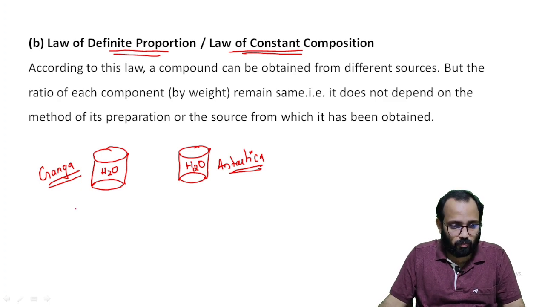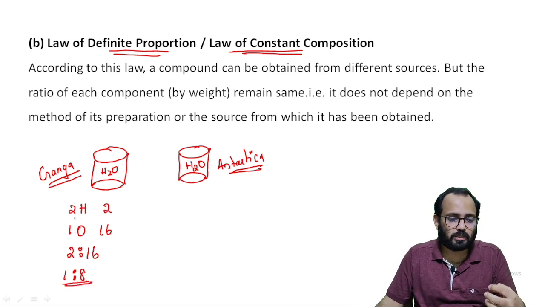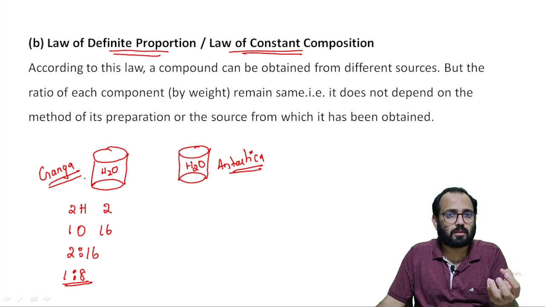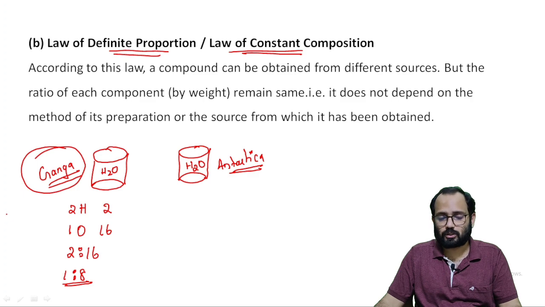We'll check. We got 2 hydrogen. So what is the mass of 2 hydrogen? It is 2. We got 1 oxygen. What is the mass of 1 oxygen? 16. So what is the ratio? 2 is to 16, that is nothing but 1 is to 8. So the 1 is to 8 ratio combination is there in the water that is given from the river Ganges.